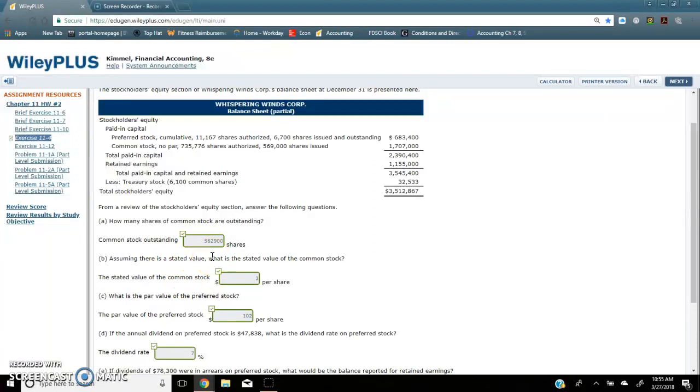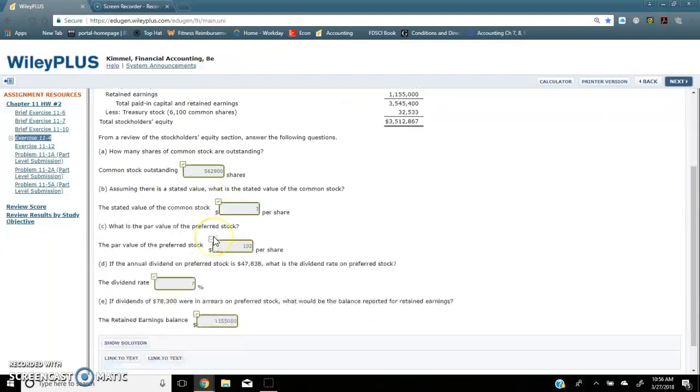Since there is no paid in capital in excess of the stated value, what we want to do is find the stated value of the 569,000 shares, which is 1.707 million, or 1,707,000, and we will divide that by the number of shares that were issued, which is 569,000. When we do that, we will find that the answer is $3 per share.